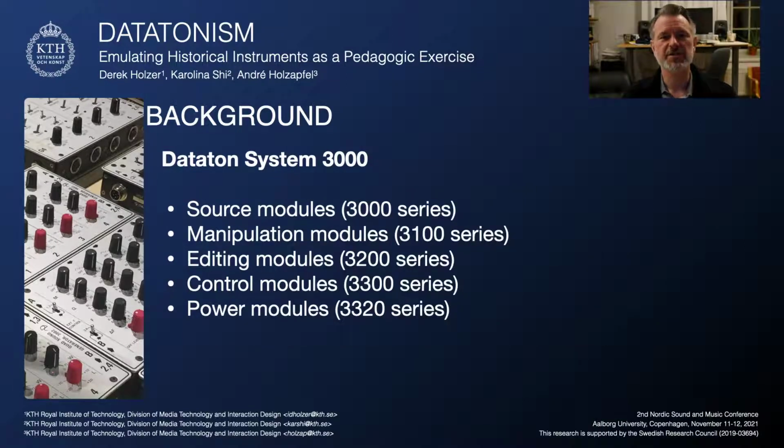The Datatone System 3000 contains several different types of modules to be emulated. There are source modules, which include oscillators and other signal sources, such as noise; manipulating modules, such as filters and modulators; editing modules, which largely are mixers and spatializers; control modules, which contain digitally stored sequences, which were not emulated during this project; and the power modules, which provide system power for the entire instrument.